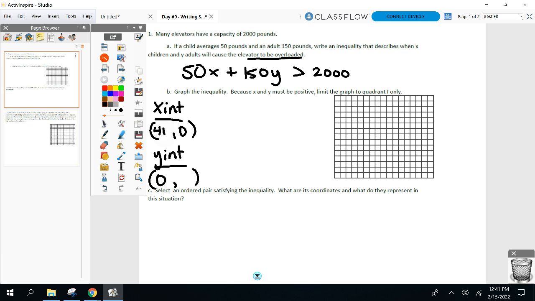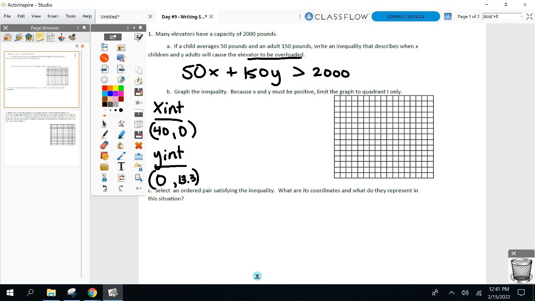$40.0 should be 1 point. 40.0 when you divide both sides by 50. Divide both sides by 150. Your y-intercept is 13.3 repeating, which is fine. 13.3.